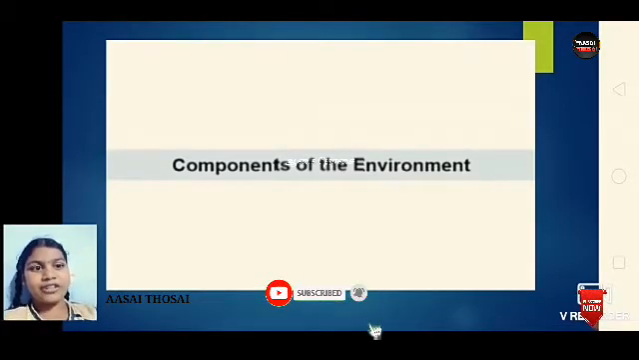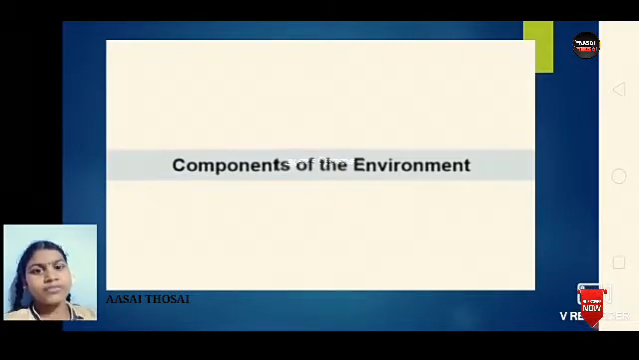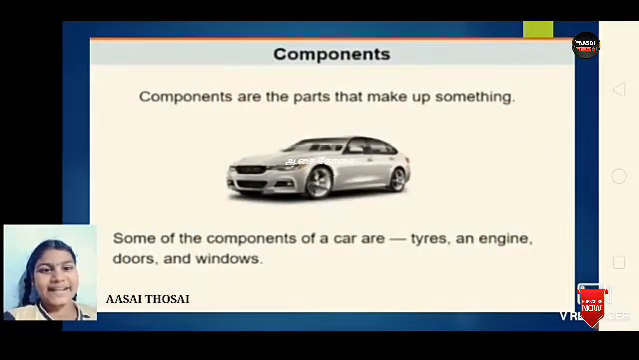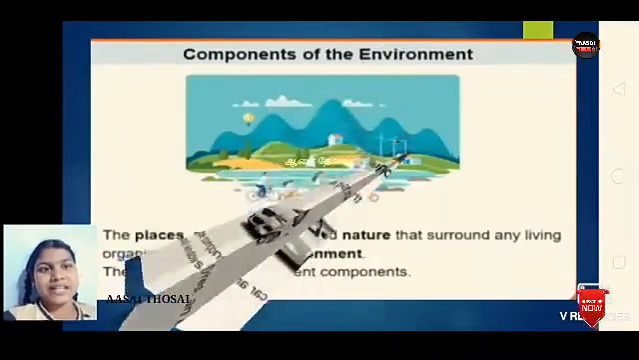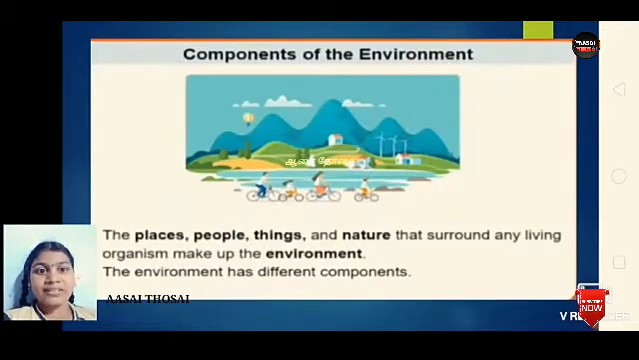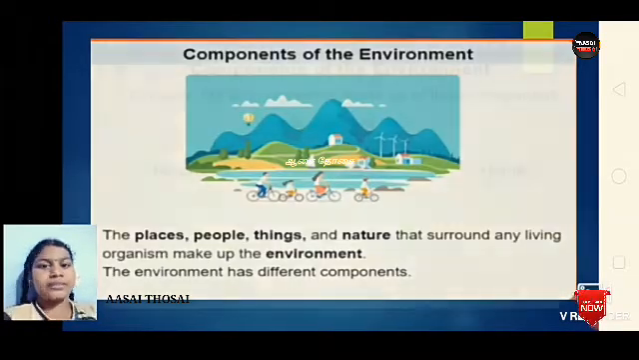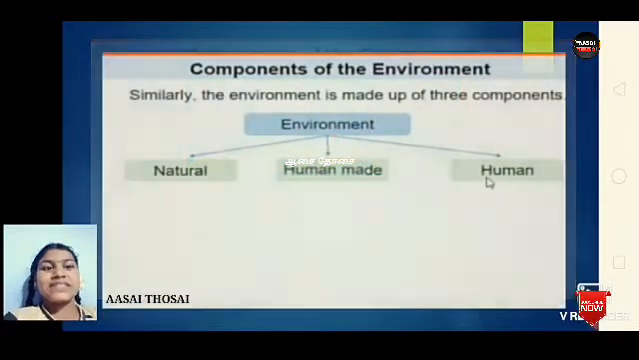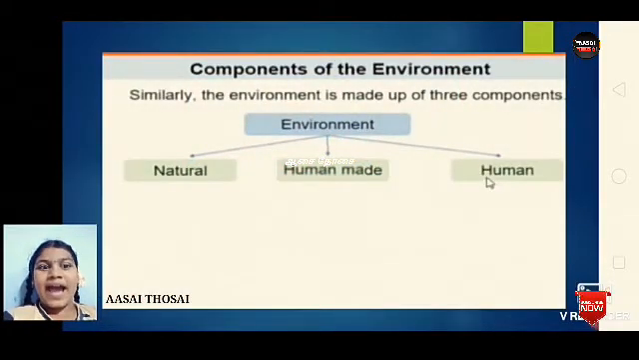Like that, you're going to learn about the environment also. Let me give another example: what are the components of a car? Tires and engine, doors and windows. The components of environment are the place, people, things and nature that surround any living organisms. Thus they make up the environment. That is environment. Environment has 3 types. Let me say that: nature, human-made and human.